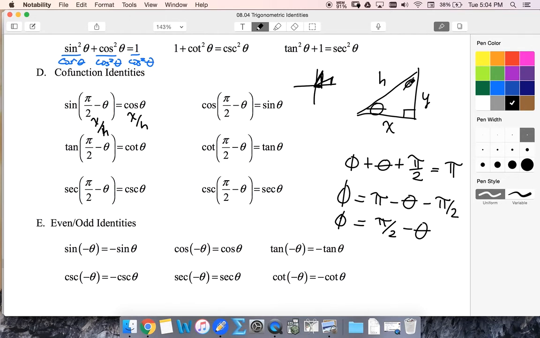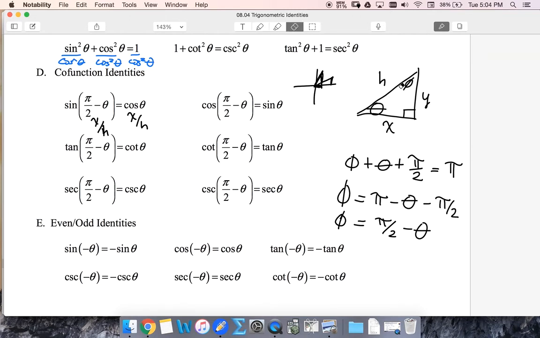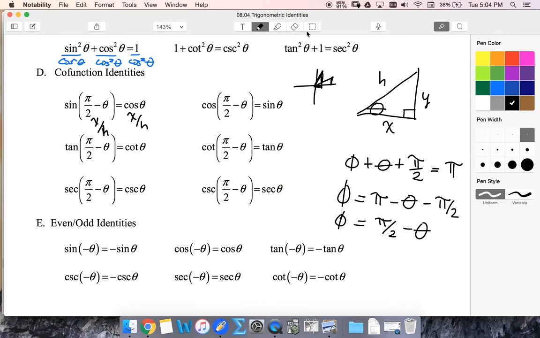So instead of thinking of phi here, think of this angle as pi over 2 minus theta. And then we can find all of these relationships so that they're all true. Sine of theta would be y over h. Cosine of pi over 2 minus theta is y over h. They're all true. Tan theta is y over x.